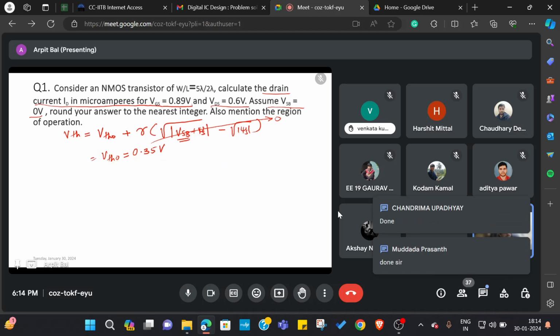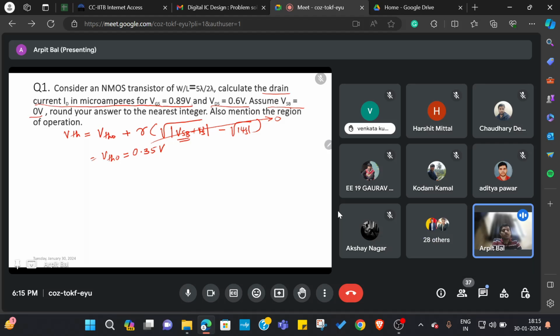Yeah, so let's proceed. As we know that VSB is 0, our threshold voltage is going to be VTH naught, that is 0.35 volt, and it is mentioned in the common data that we saw in the previous slide. Once we know the VTH, let's figure out what is VGS minus VTH, because after that the important thing we need to do is figure out the region of operation of the transistor.